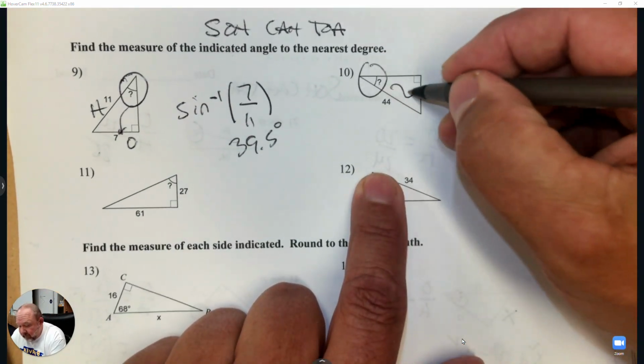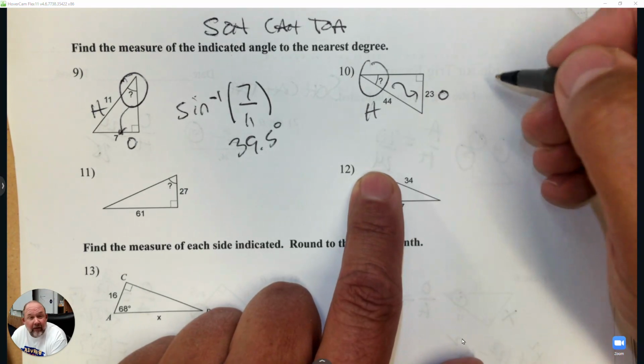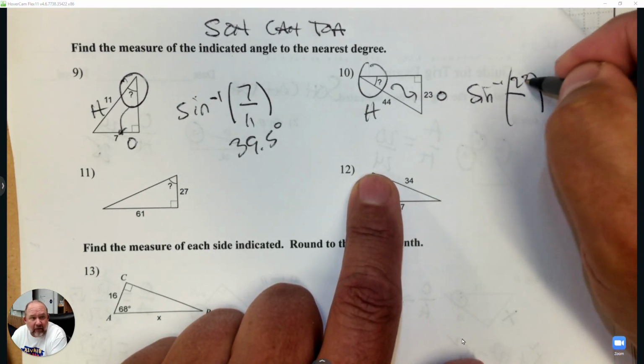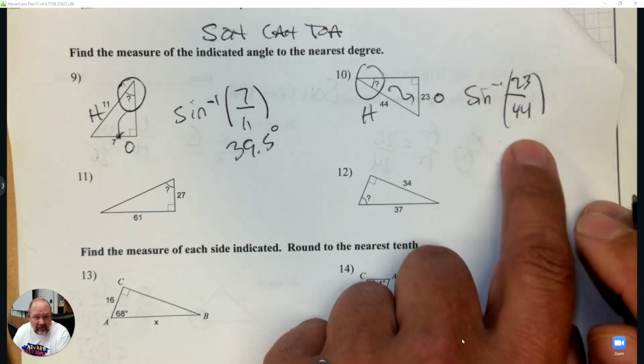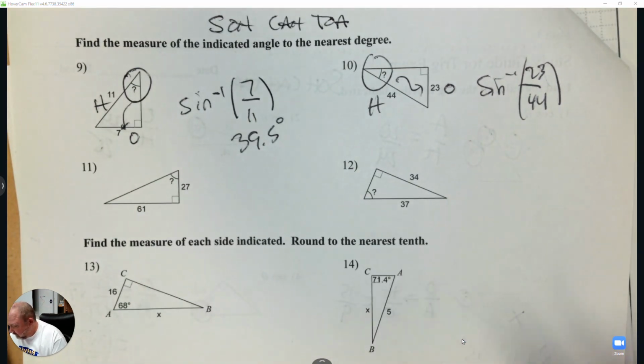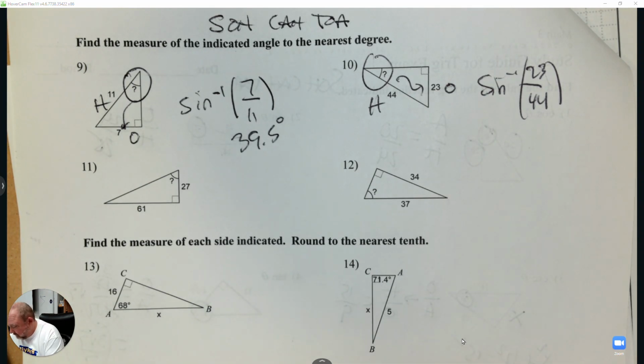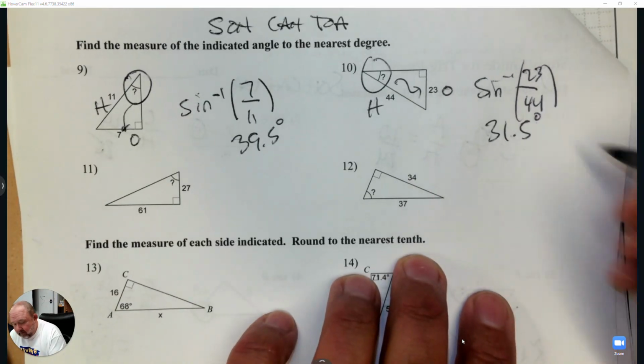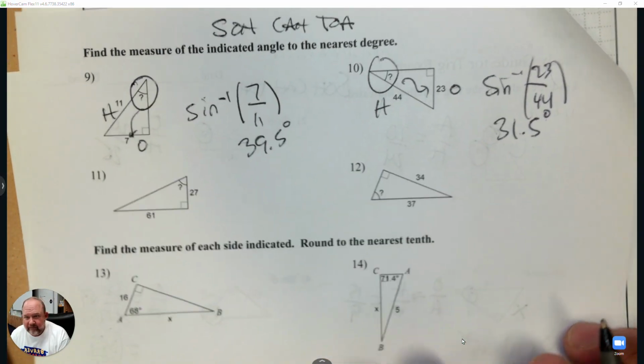Circle the angle. This is opposite again and hypotenuse. Same thing, it's inverse sine. And again, the ratio, which is 23 over 44, goes inside. So inverse sine 23 over 44, and you get 31.5 degrees.